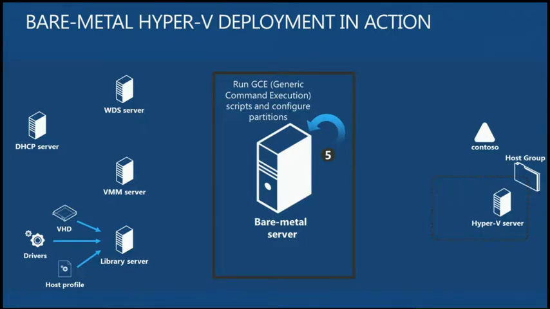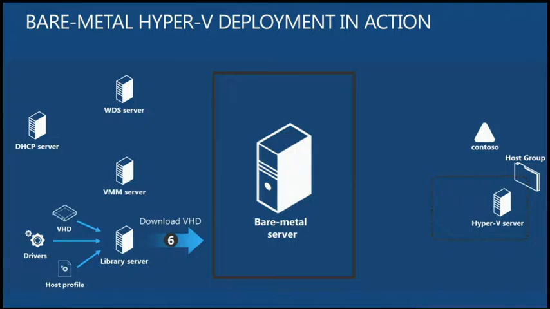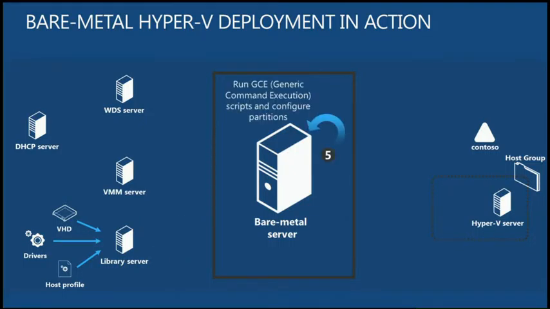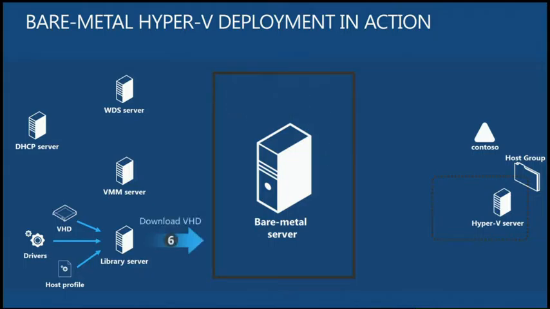Often when you deploy the OS to your local disk, you want to mirror those disks so that your OS has some protection. I'll show you how to create these in a minute. Next step, once we've run our GCEs, we've also configured the partitions and formatted the disk based on how the host profile has it configured. Now that we have a file system, we can copy that VHD to the machine and inject the drivers that match by the plug-and-play ID. And then we can boot into the machine for the first time.